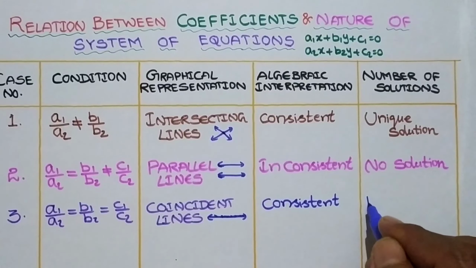And the second one we can remember as PIN. So let us remember it as PIN. P for parallel, I for inconsistent, N for no solution. And here this is like CCI, or in reverse you can remember ICC, Indian Cricket Council. So if you are able to remember CCI also, no problem. C for coincident lines, C for consistent, and I for infinitely many solutions.